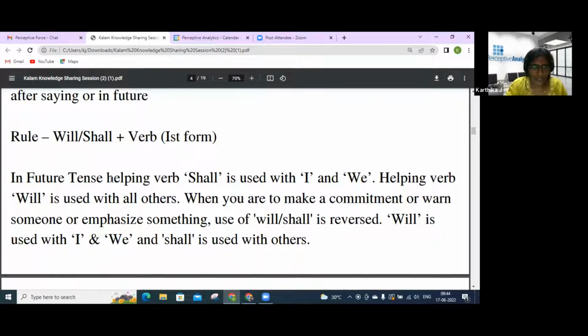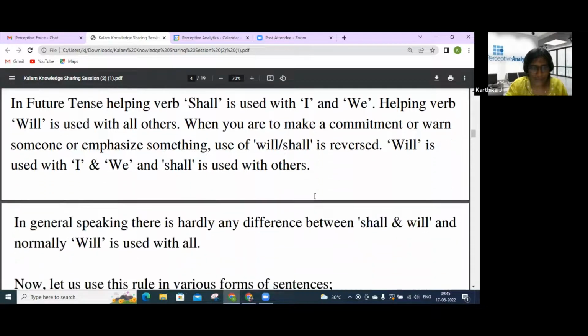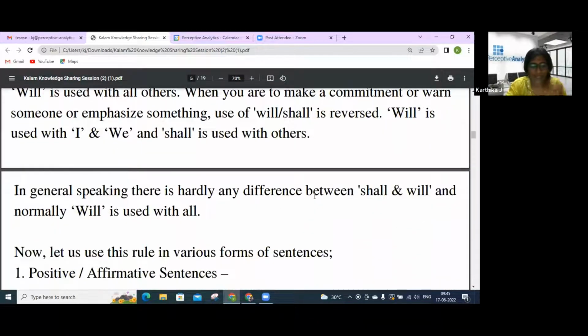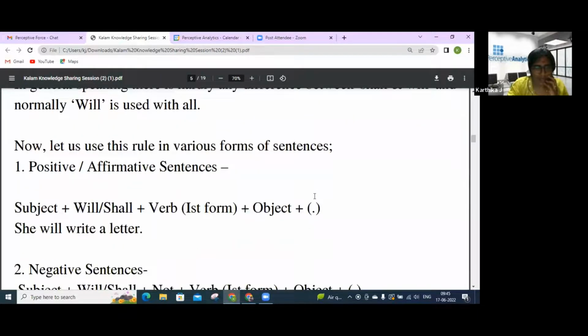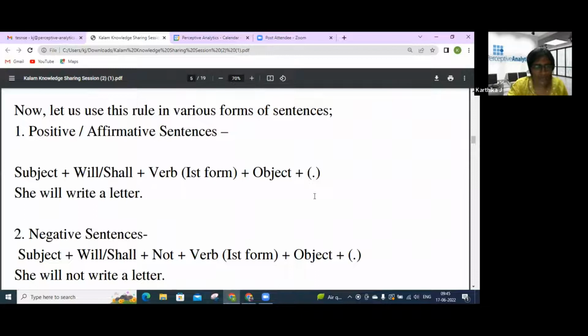So in the future tense, the helping verb shall is used with I and we, and will is used with the other subjects. So if it is a commitment or warning, then that is the reverse case: will is used with I and we, and shall is used with others. So in general speaking, we mostly use will only. So we will see the different rules for this.